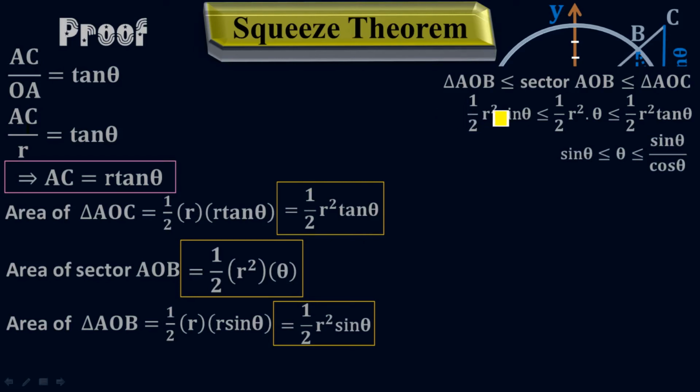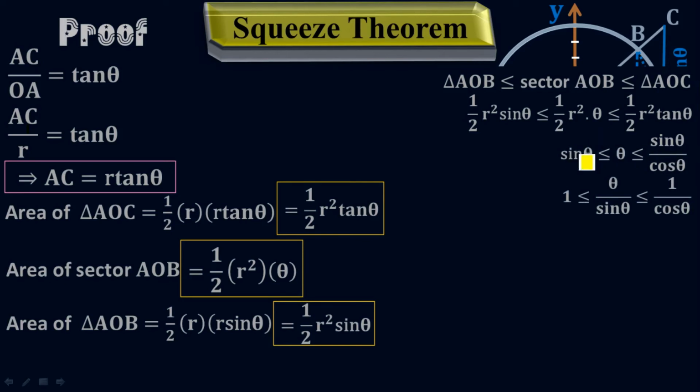Look, when you divide this complete expression by 1/2 r squared, this 1/2 r squared cancels. Also this 1/2 r squared cancels and this 1/2 r squared cancels, because I divide all three terms by 1/2 r squared. So I will be left only with sine theta here, theta here, and then tangent theta here. But what is tangent theta? Tangent theta is sine theta over cos theta. Now to divide this complete statement by sine theta, I will have again this new expression.